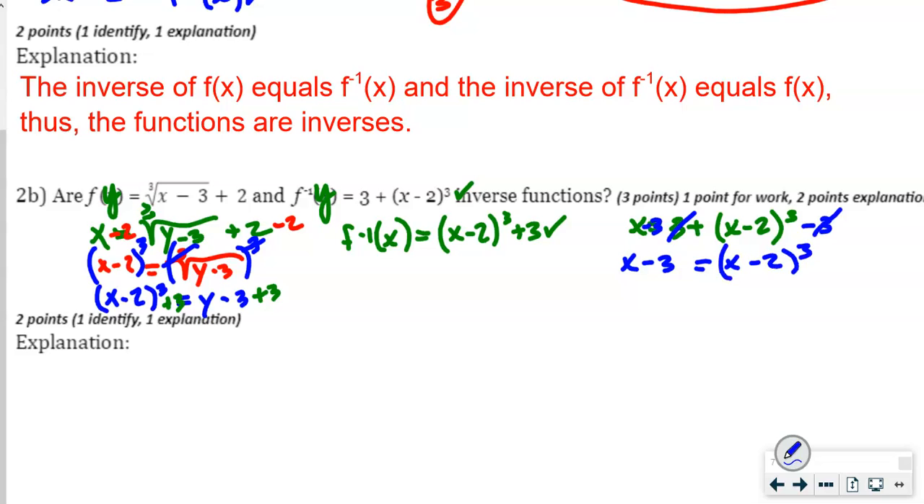How do we get rid of a cube? We take the cube root of both sides, don't we? So take the cube root there, take the cube root here. So now we have x minus 3, take the cube root, right?